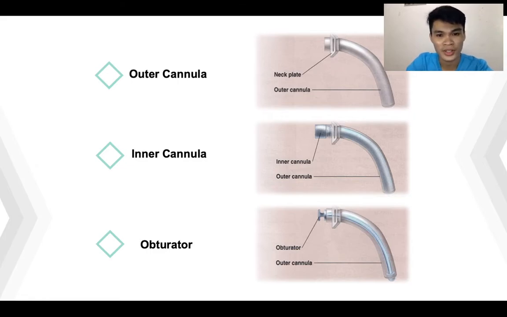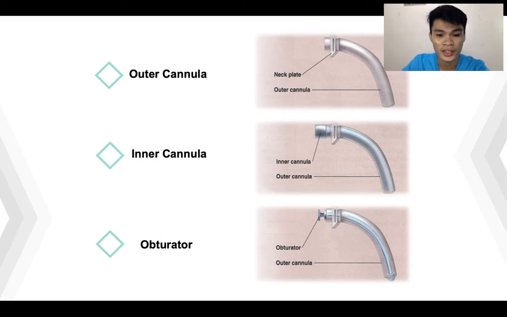On the next picture, as you can see here, these are the parts of the tracheostomy tube. The first one we're going to talk about is the outer cannula. The outer cannula fits into the stoma to keep it open. The outer cannula has a neck plate that rests on the skin.